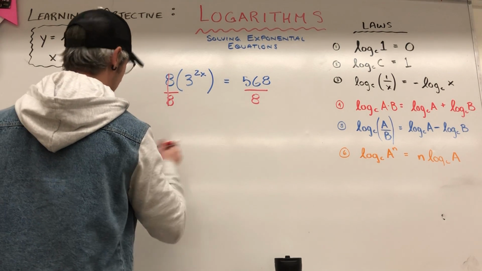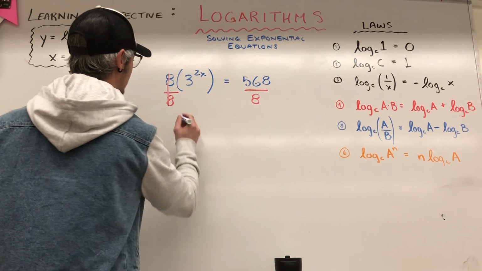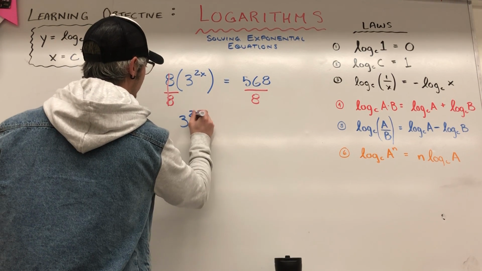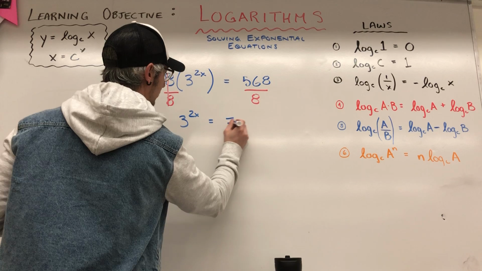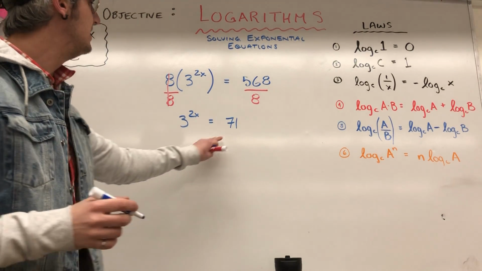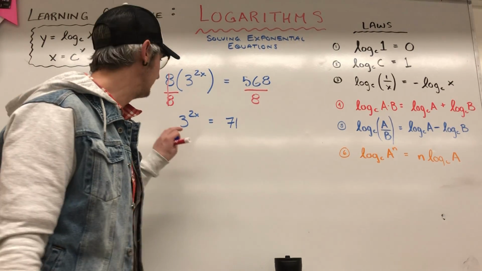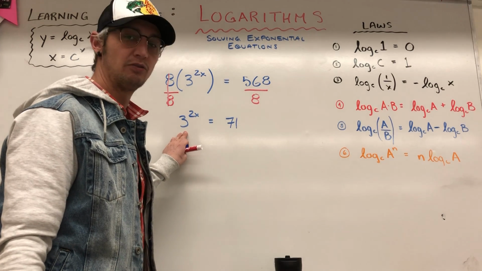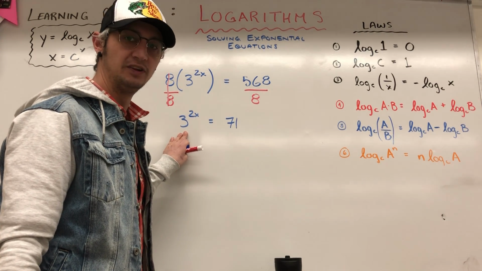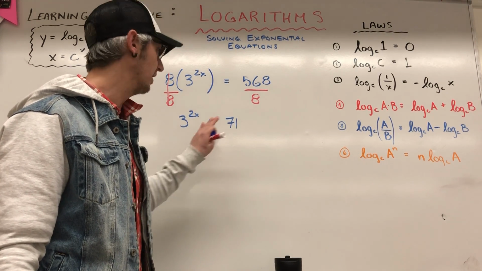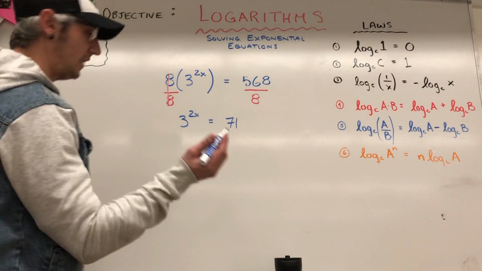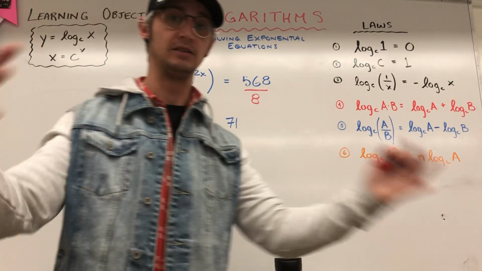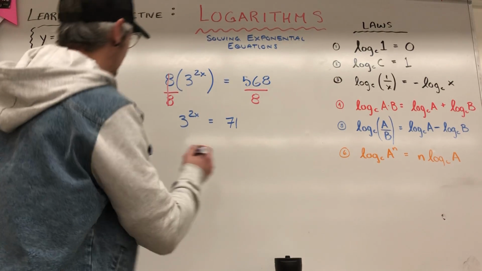So I have 3 to the power of 2x is equal to 71. Now, I'm never going to get 71 down to a base 3 with an exponent, because 3 squared is 9, 3 cubed is 27, 3 to the power of 4 is 81. 71 is never going to get hit. So what am I going to do? Take the log of both sides.